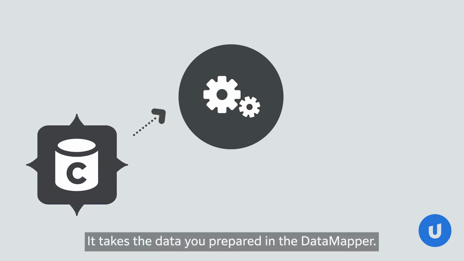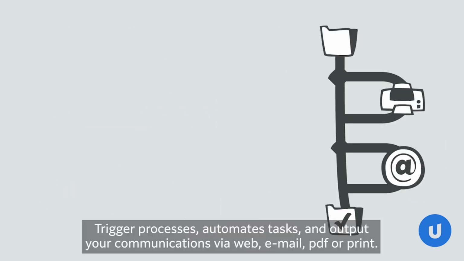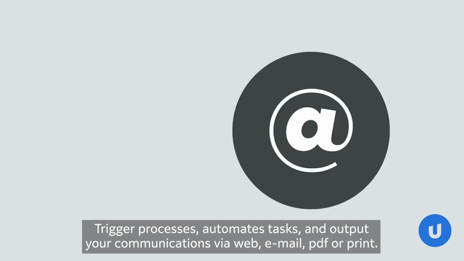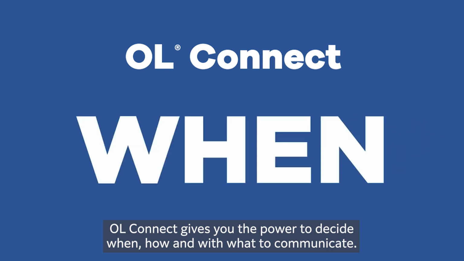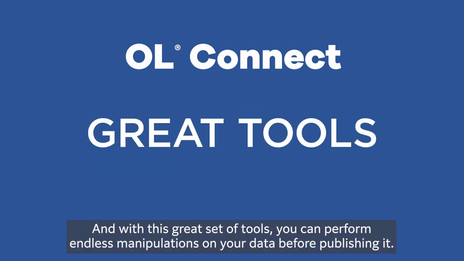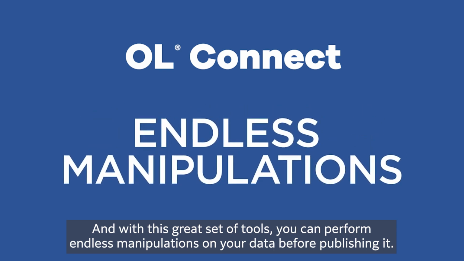It takes the data you prepared in the data mapper with the documents you made in the designer and puts them to work. Trigger processes, automate tasks, and output your communications via web, email, PDF, or print. OL Connect gives you the power to decide when, how, and with what to communicate. And with this great set of tools, you can perform endless manipulations on your data before publishing it.